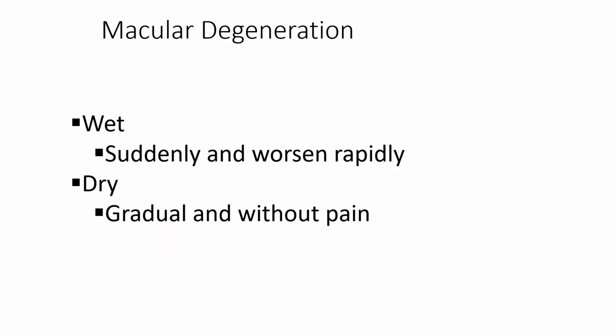The main difference between the two types of macular degeneration is that the wet is sudden and worsens rapidly, while the dry is gradual and without pain.